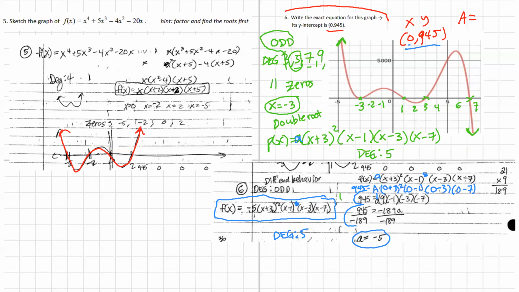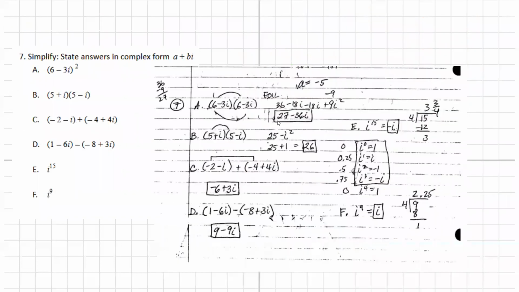Just waiting for you guys to finish copying anything you need down. Okay, and then we're ready for the last problem. The last problem is number 7, your imaginary numbers. And actually, I'm just going to explain this because there's a ton of videos you can watch on this. So it's basic multiplication that we did in Algebra 1.